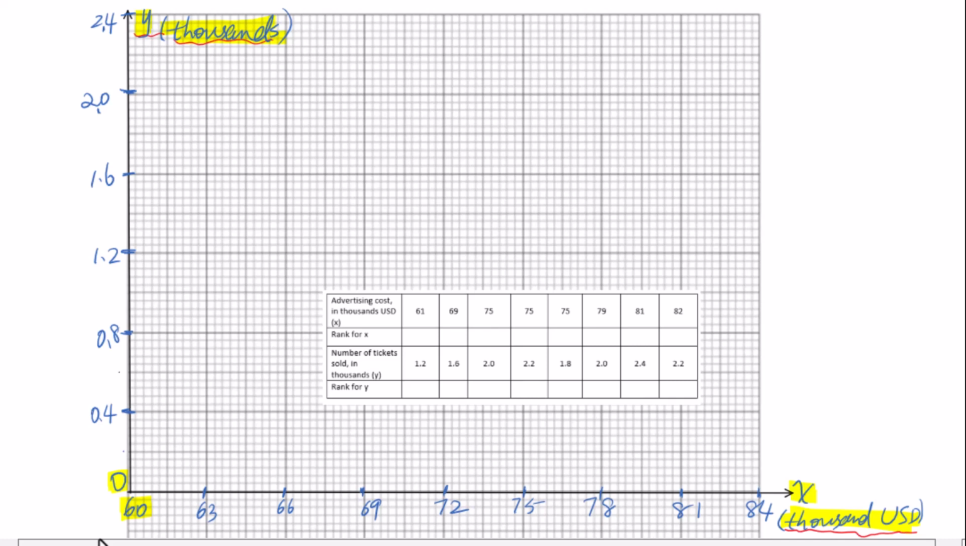Before you get started, remember for each small unit on the x-axis will be 0.3, because this is 10 small units. 3 divided by 10 is 0.3. For the small units on the y-axis, each will be 0.04. Then I plot these points on this coordinate plane.